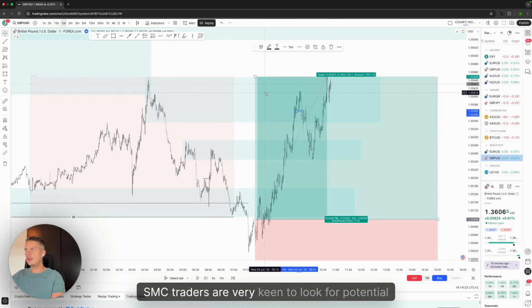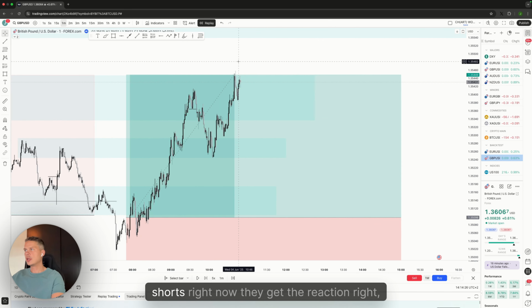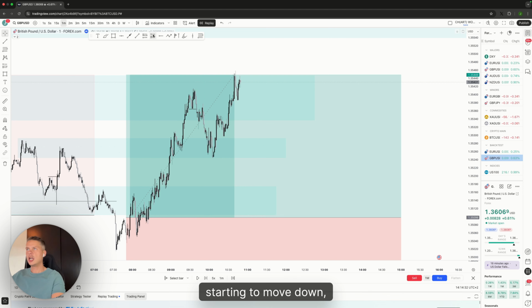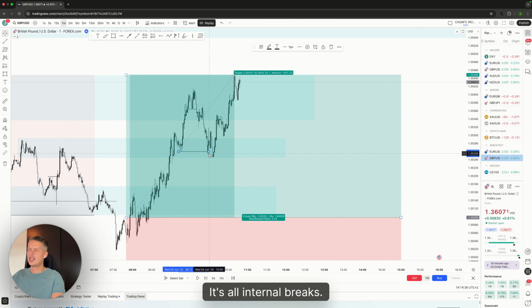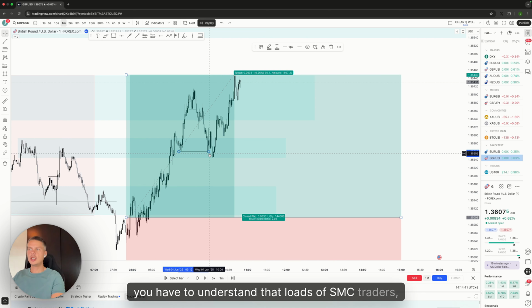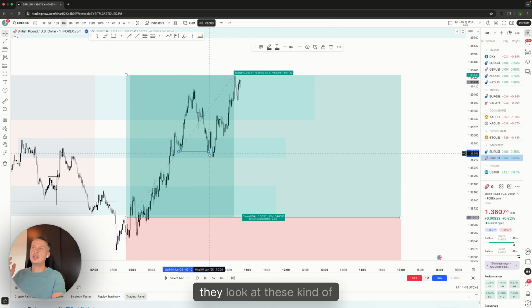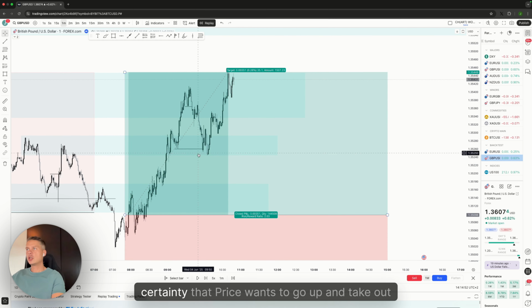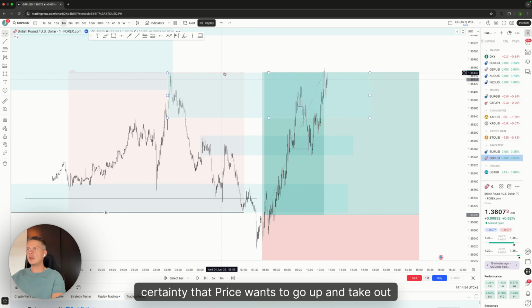SMC traders are very keen to look for potential shorts right now. They get the reaction, right? Price steps up, comes in, wicks into that area of interest, starting to move down, doing another break over here. It's all internal breaks. These are not the breaks I do care about, but you have to understand that loads of SMC traders, market structure traders, don't understand how it really works, and they look at these kind of breakout structures. So this gives me even more certainty that price wants to go up and take out all that liquidity.